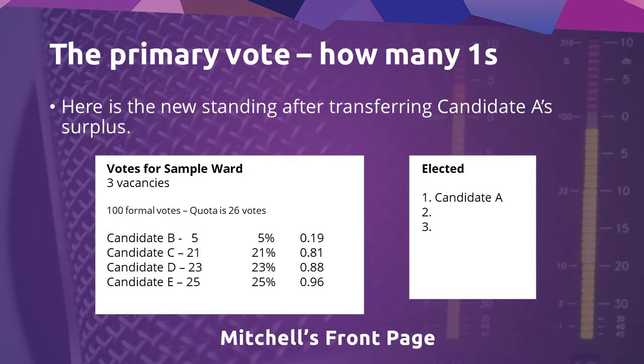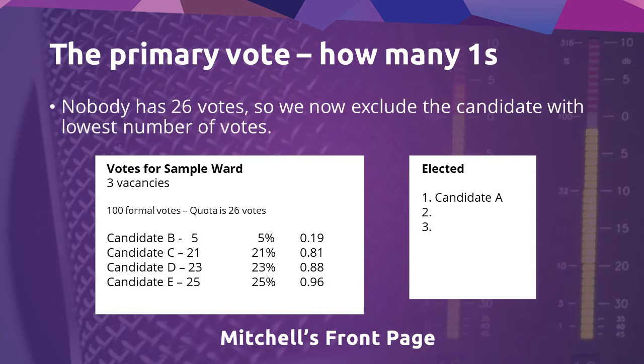So let's do that. Let's move all the votes around, and here is the new standing after we've transferred all of candidate A's votes over. You'll notice if you add up all of the votes that there's now only 74 votes in the system, because 26 votes have been parked away over with candidate A, who has already been elected. Now we go to the next stage of the count, and you'll see that nobody here has 26 votes. So we now need to exclude the candidate that has the lowest number of votes.